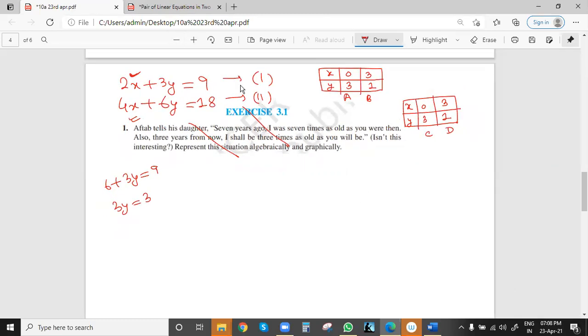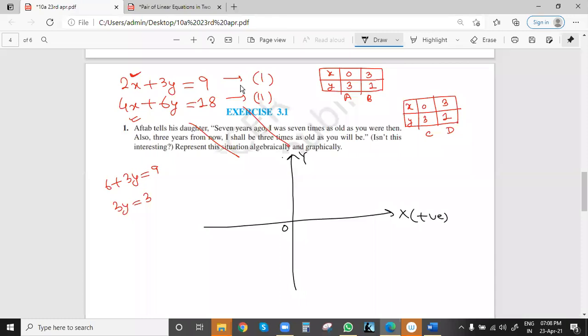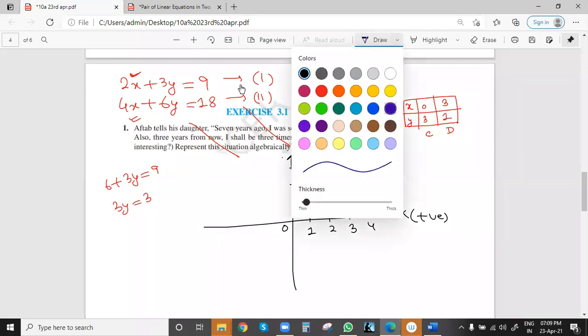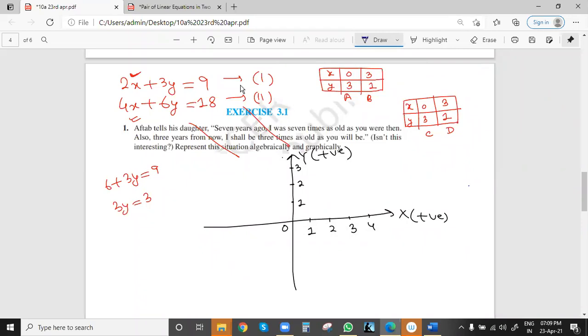So how can we plot on this graph paper, or we can simply plot on a normal page also. X, y, 0, positive, equal gap 1, 2, 3, 4, 1, 2, 3. So the first one is 0, 3. X is 0, y is 3. X0, y3 will be this point.